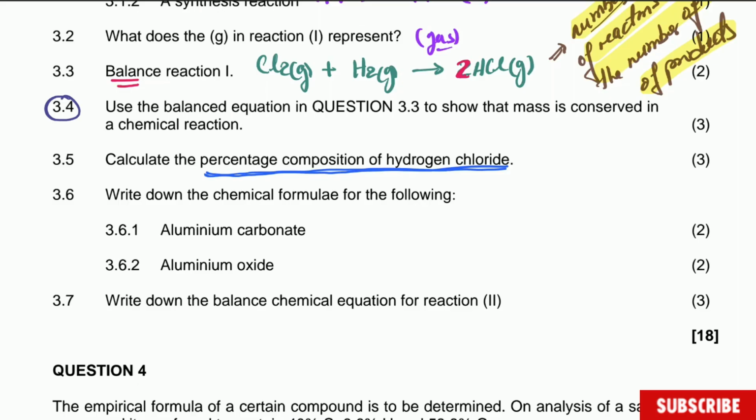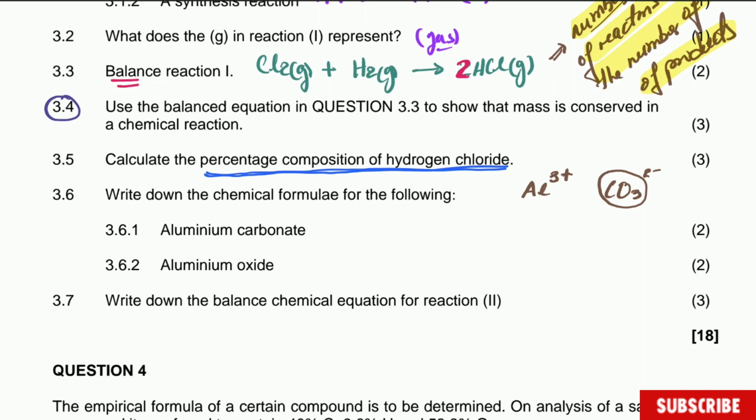Now, question 3.6. Write down the chemical formula of the following: aluminium carbonate, aluminium oxide. So, very simple. We've done videos already on this one here. For aluminium carbonate, we're going to write the ions right here. Remember, aluminium will be Al3+. Carbonate is going to be CO3, and then there is a 2-, but remember the 2- is for everything.